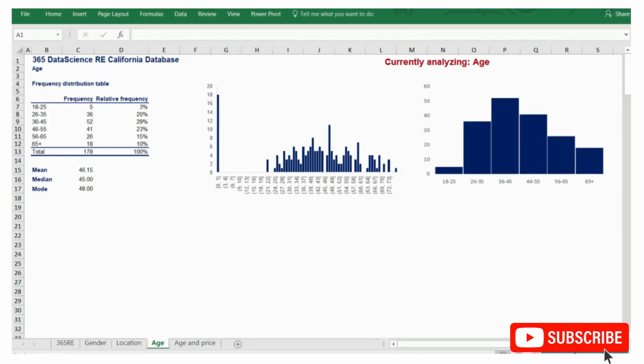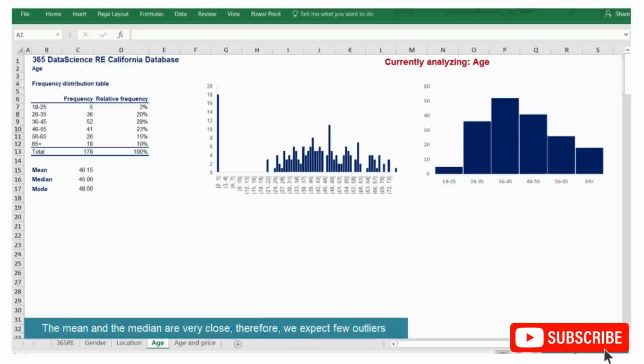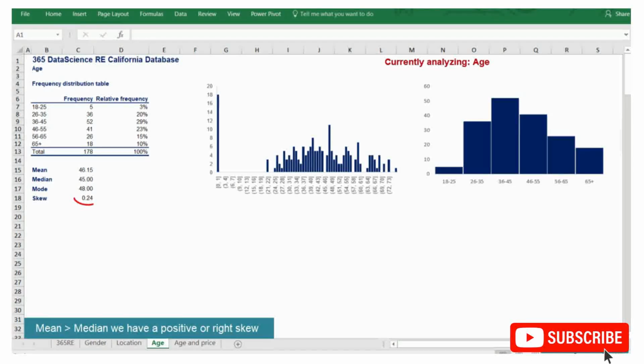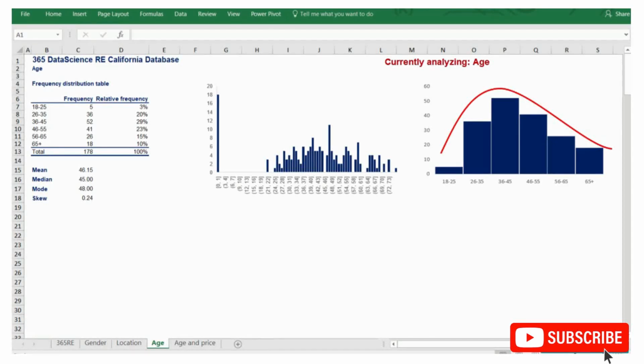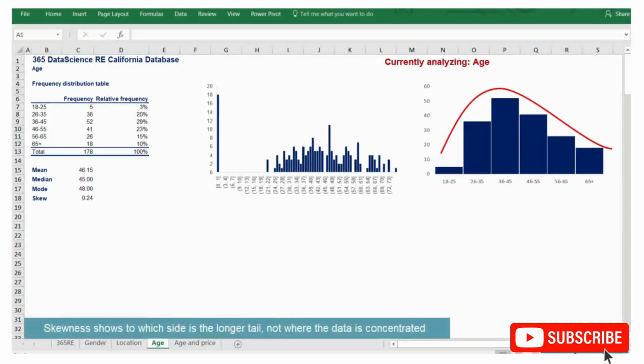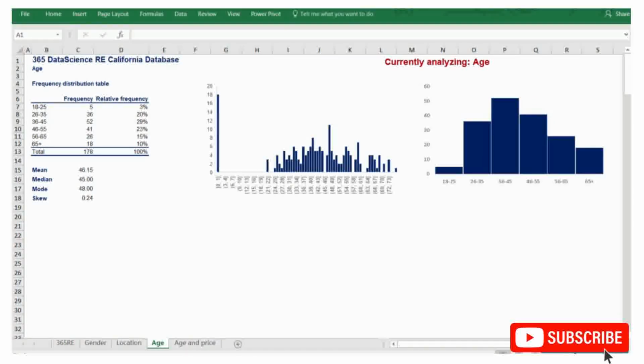Alright, the mean and median are close, so we have few outliers. As you may recall, the mean is affected by them, while the median is not. When the mean is higher than the median, we have a positive or right skew. This is confirmed by our histogram. Now is the time to remind you that skewness shows to which side is the longer tail, not where the data is concentrated. Now, for the mode, we have 48 years.